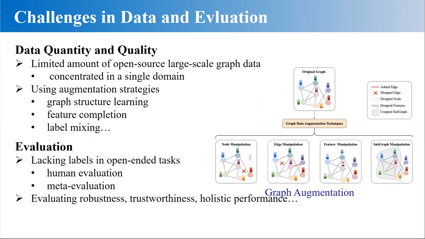From the data perspective, there is a limited amount of open source large scale graph data. This data is usually concentrated in a single domain. We can use some augmentation strategies such as graph structure learning, feature completion, and label mixing.